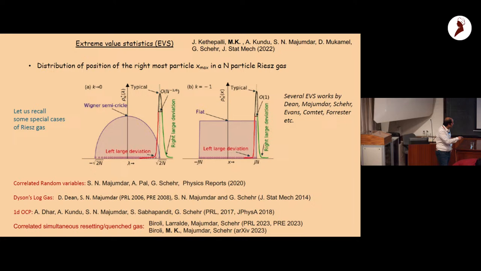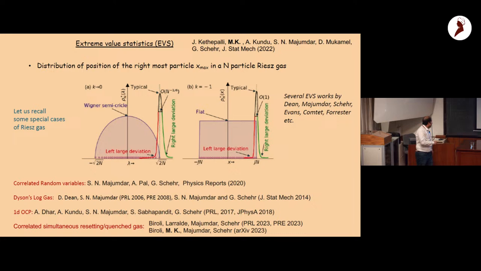For Dyson's log gas, the typical region is given by the Tracy-Widom distribution, and the left and right large deviation functions are also known. For the OCP, the typical region is given by a non-local eigenvalue equation, and here also the left and right large deviations are known. These kinds of things are extensively studied by several people, many of whom are in the room.